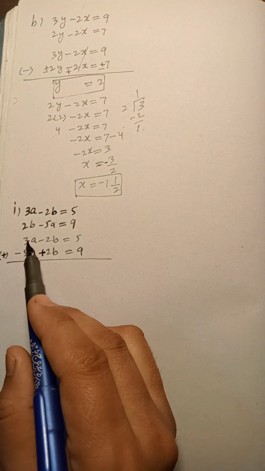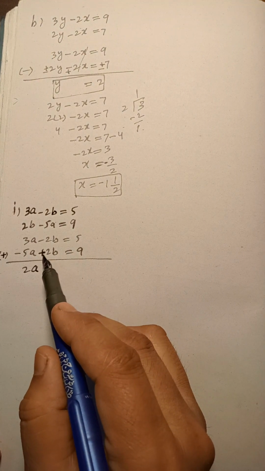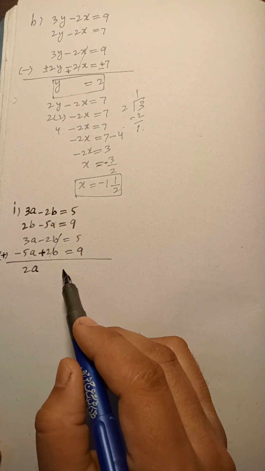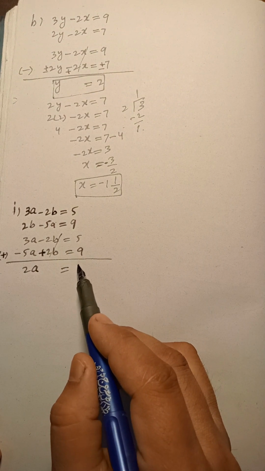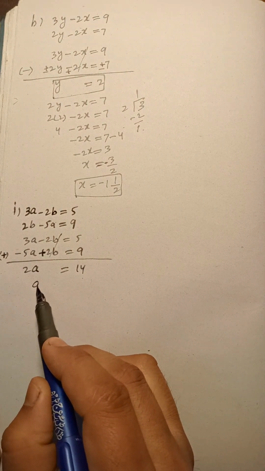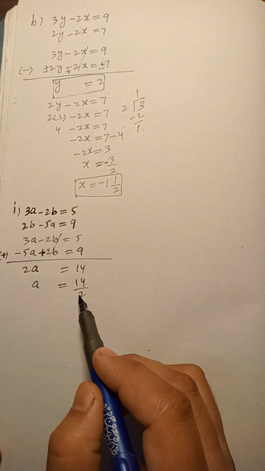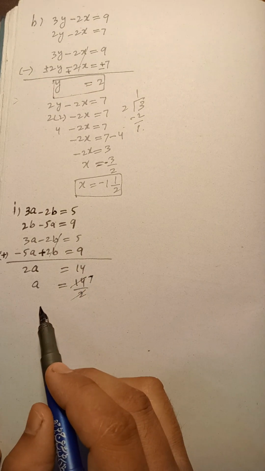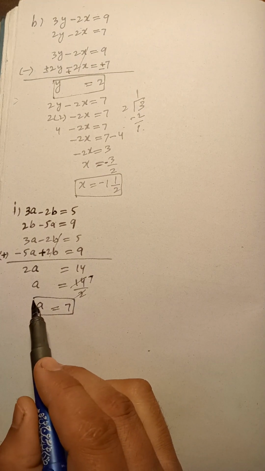Now from minus 5 subtract 3, the answer is minus 2a here, and plus 2b and minus 2b cancel out. So 9 plus 5 is equal to 14. 2 is multiplied by a, so it will be divided on the other side, divided by 2. 2 ones are 2, 2 sevens are 14. So the answer of a is equal to 7. We have found the answer of a.